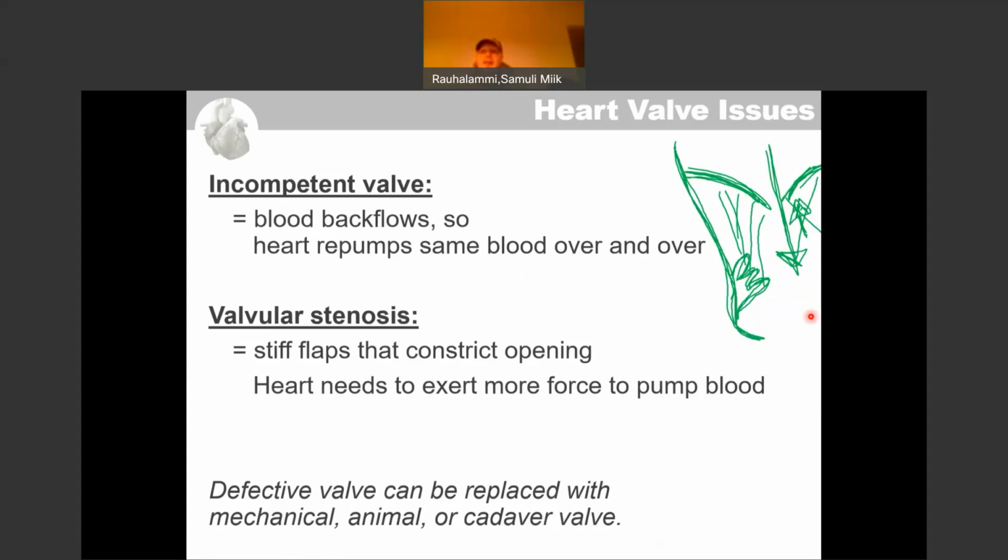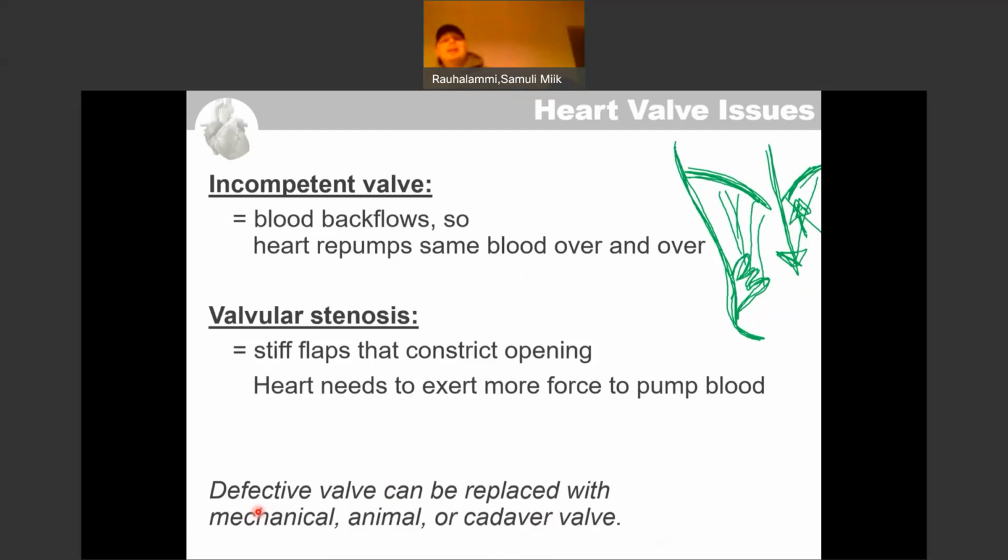We can try to fix valves that don't work either by getting a valve from another individual, a dead donor, and implanting that, or getting a valve from another animal. Pig heart valves are very commonly used. Or by using a mechanical heart valve. The mechanical valves are not quite as common.